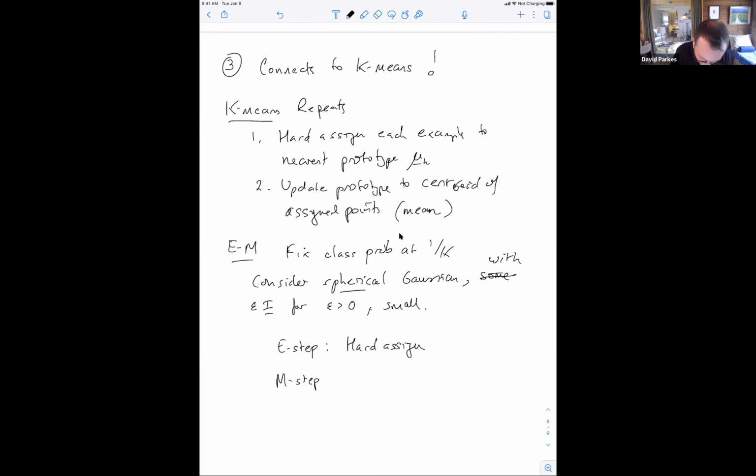And the M step, we're actually just going to fix these. So this is constant, this is constant. The only parameters are the means. And so now the M step will just update the means of the Gaussians to the new centroids of assigned data. So it's exactly the k-means algorithm. So the punchline of that is that k-means is a special case of EM for GMM where you pin down the thetas to be 1 over k, don't allow the covariances to move, and you make them spherical with very small variance and you run EM. And in the limit as epsilon gets smaller and smaller, it's exactly mimicking k-means.